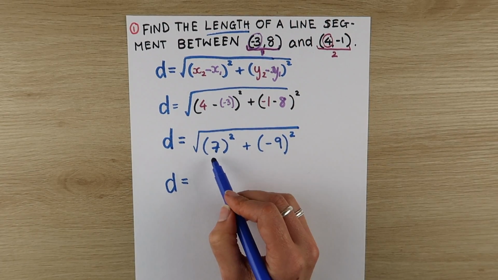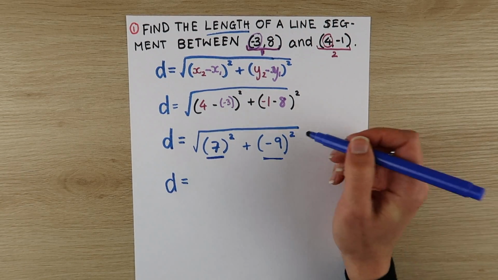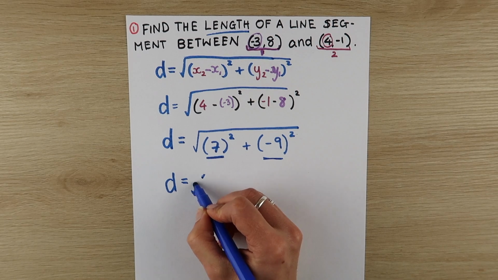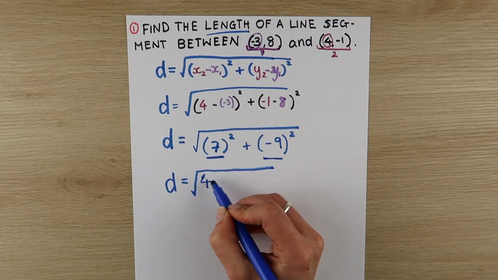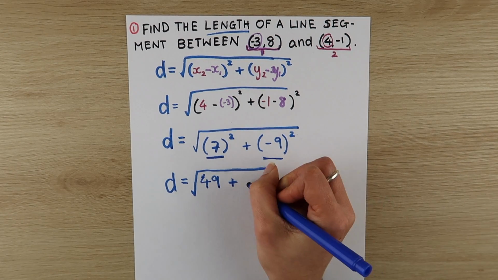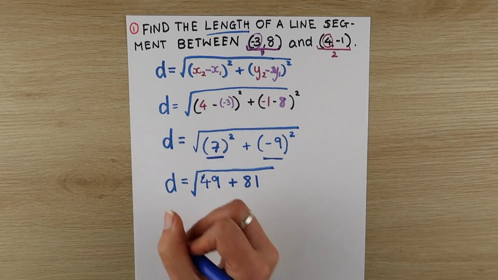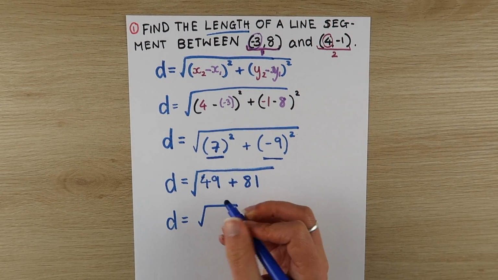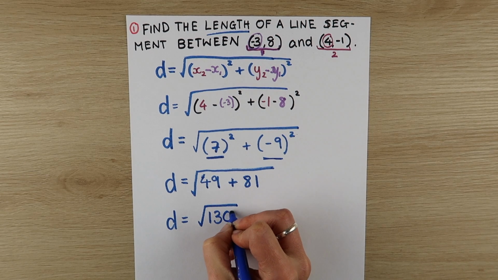Now I'm going to solve each of these values applying the square. So 7 squared is 49. -9 times -9 is +81. So the distance becomes the square root of 130.